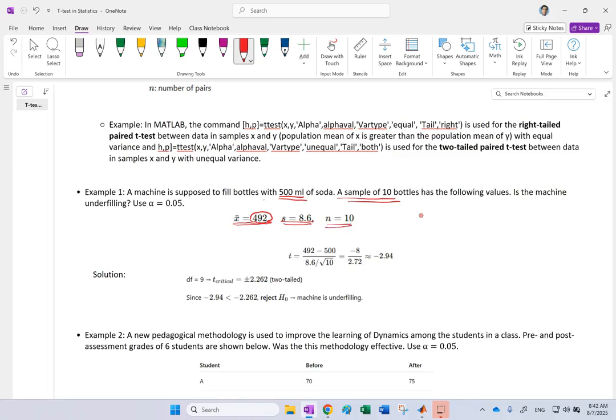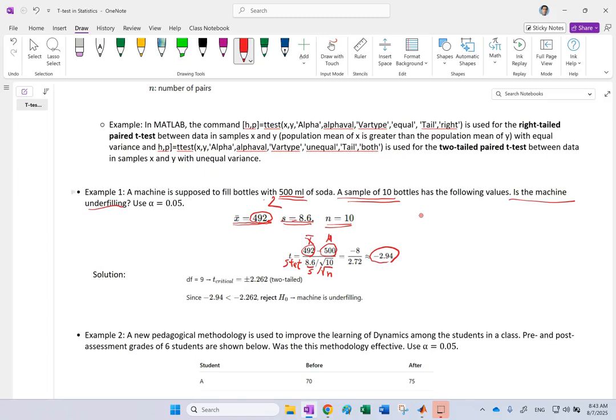We want to know if this machine is underfilling, because you clearly see that this number is less than 500 mL. So are these two really different? What you do is form the t statistic by subtracting the x bar from what you expect to have from this machine, and in the denominator, you divide s by the square root of n. If you do that, your number is going to be negative 2.94.